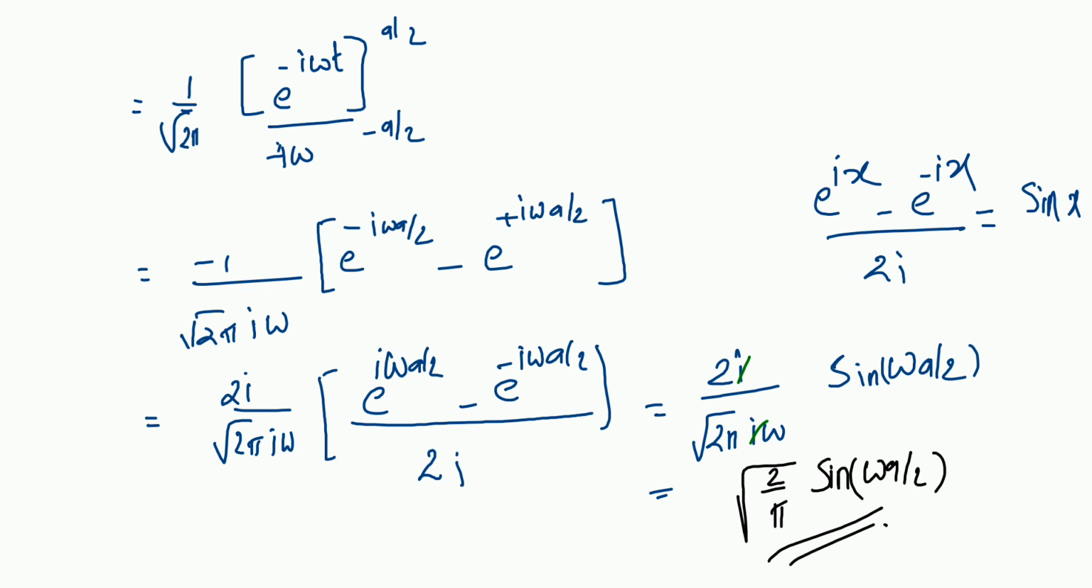So the Fourier transform of the function, of course you can see this is a function in omega. We have transformed that function into a function in omega. The final answer is 2 by root 2 pi, there is an omega, one omega is also there, divided by omega. So the answer is sin omega a by 2 divided by omega.